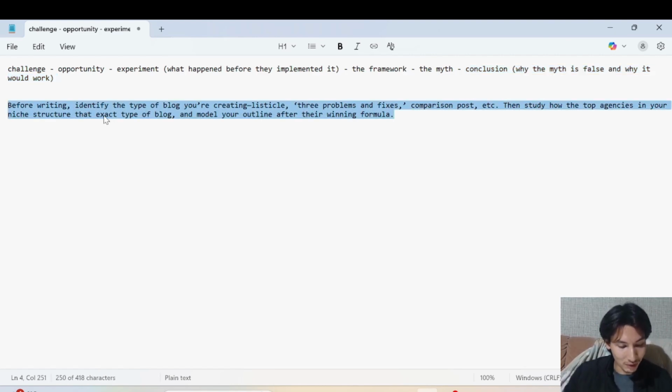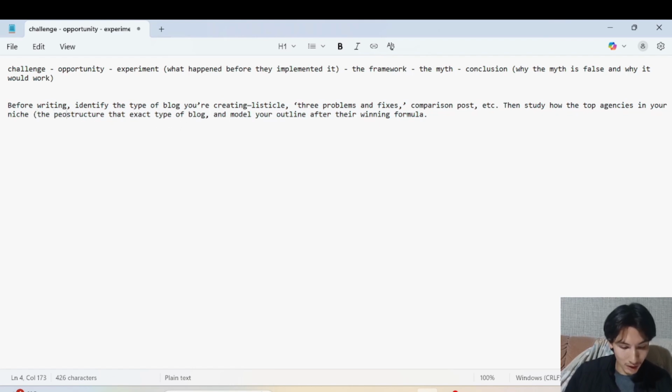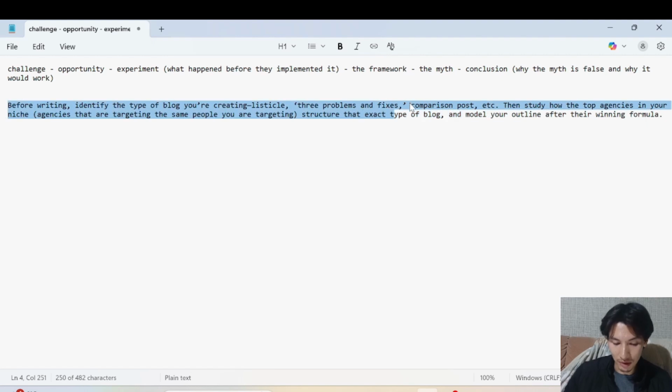And I also like to address that before writing anything, I like to identify the type of blog you're creating, whether it's a listicle, a 3 problems and fixes, comparison posts, etc. Then study how top agencies in your niche structure that exact type of blog. And by niche, I mean the agencies that are targeting the same people you are targeting. And see how they structure that exact type of blog, whether or not it's one of these. And then model your outline after their winning formula or outline.